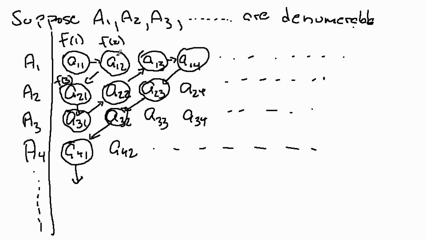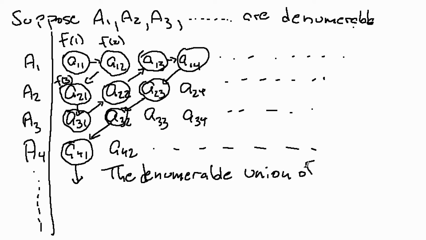So we actually are getting a very, very theoretical result here, and I'm going to say the following. The denumerable union of denumerable sets is denumerable.